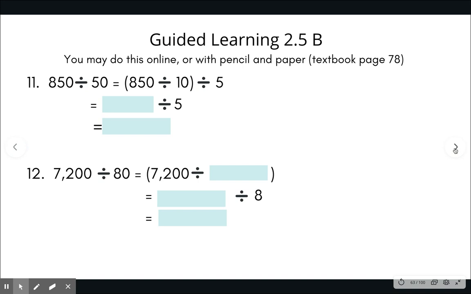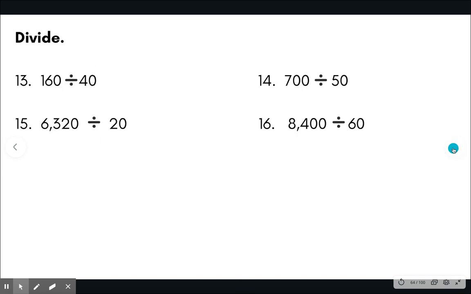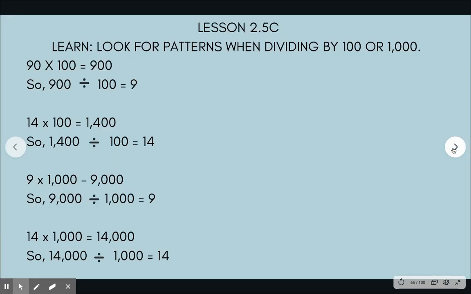So you're going to go ahead and do your guided learning on page 78, and I'm going to continue with the lesson. So you can also look for patterns when you're dividing by 100 or by 1,000 in the same way that you do when you're dividing by 10. You're just looking at how many zeros there are.